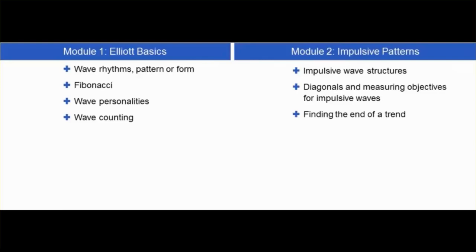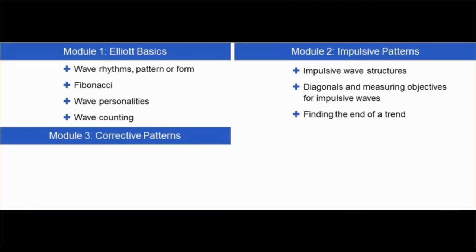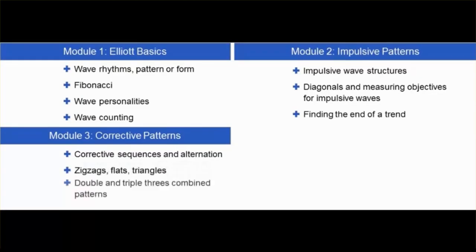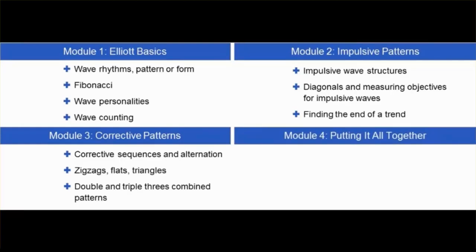In Module 2, you learned about impulsive wave structures, including diagonals, measuring objectives for impulse waves, and finding the end of a trend. Module 3 talked all about corrective sequences and alternation possibilities. You learned about zigzags, flats, triangles, and double and triple threes combined patterns. And finally, Module 4 taught you how to put it all together with the Elliott Wave trading map and trading journal.